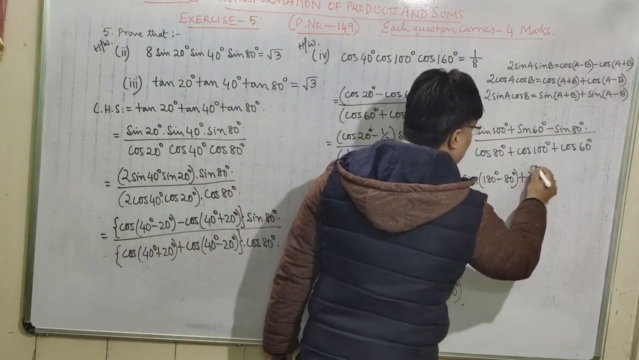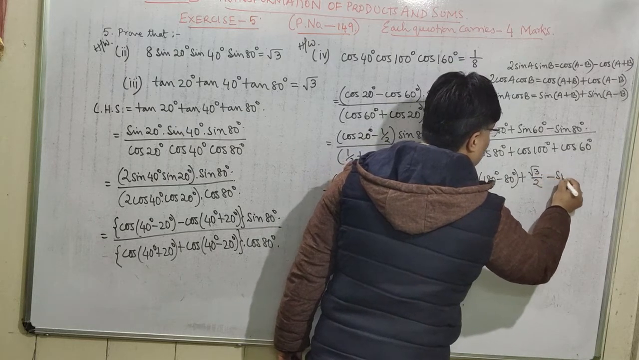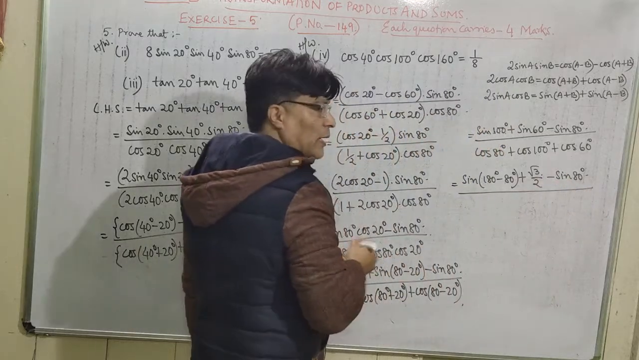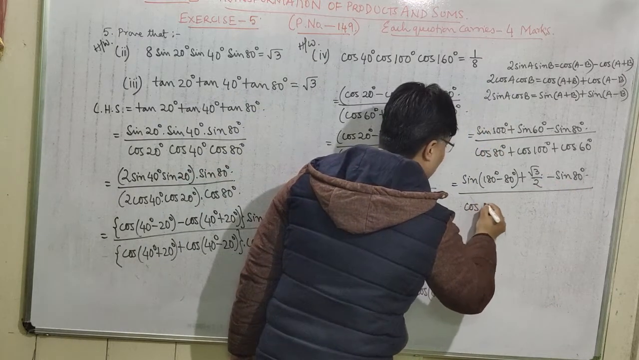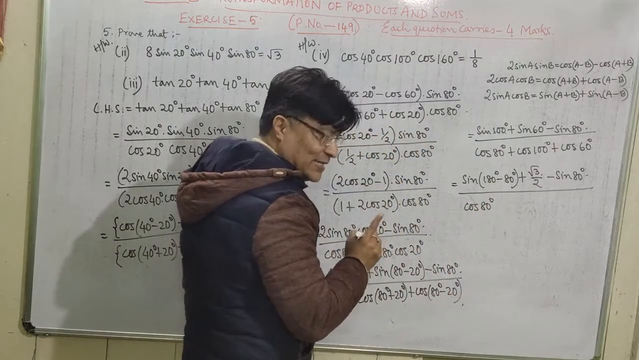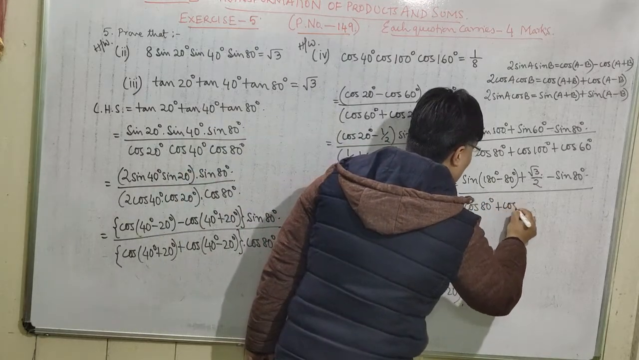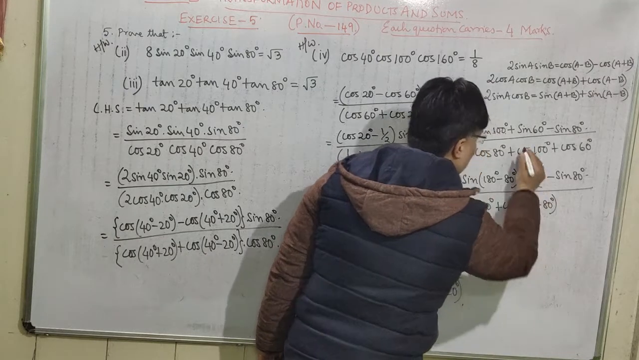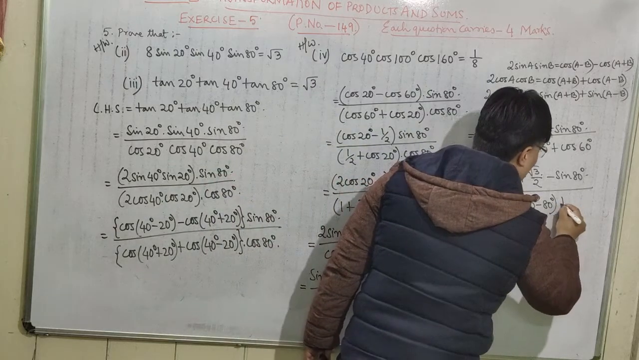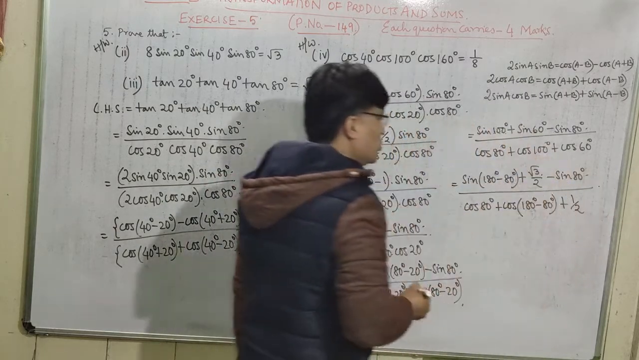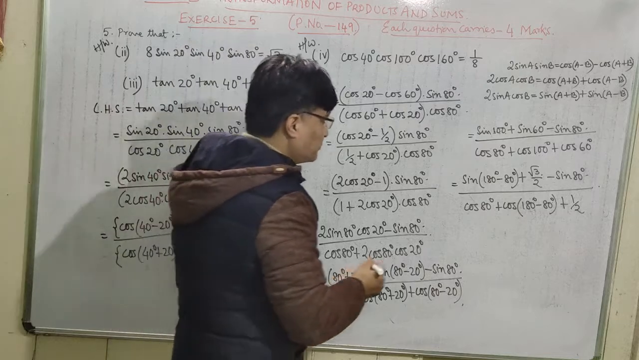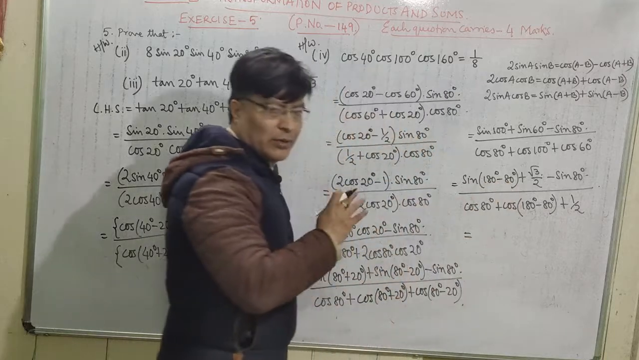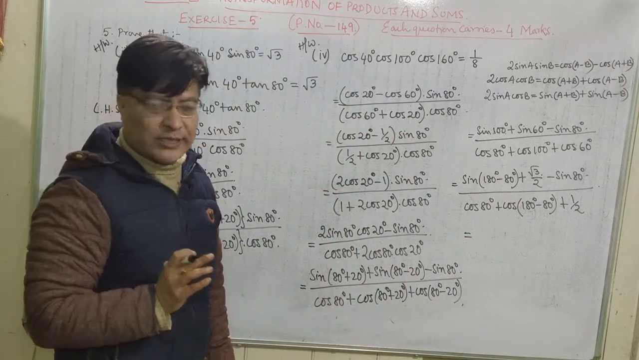Then plus sine 60 degree, you know this is root 3 by 2, minus sine 80 degree, whole divided by, in the denominator also you can keep cos 80 degree as it is, plus cos, how will you write this 100 degree? 180 degree minus 80 degree is 100 degree. And then plus, what is the value of cos 60 degree? That is half. Okay. So next, what is the formula for sine 180 minus theta? You have done it in trigonometrical ratios of associated angles.